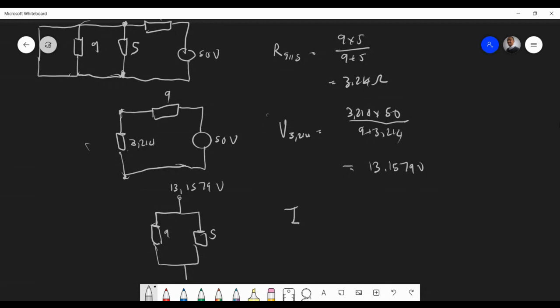So the current going in the 5 ohm resistor is 13.1579 divided by 5. Right? And if you do that, you get 2.6316 amps. And I'm just going to do this for you because I like you guys.